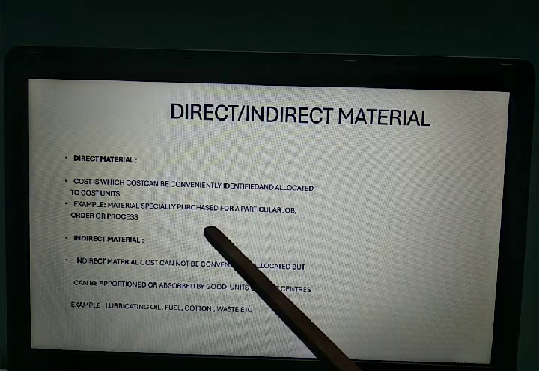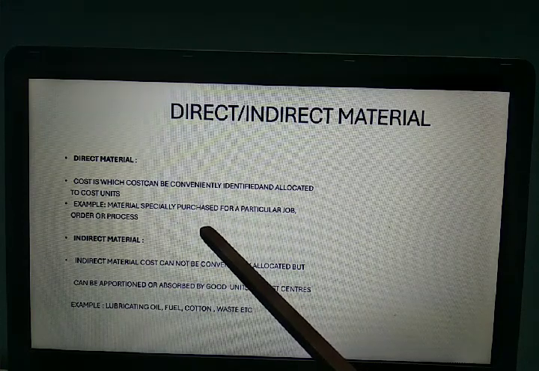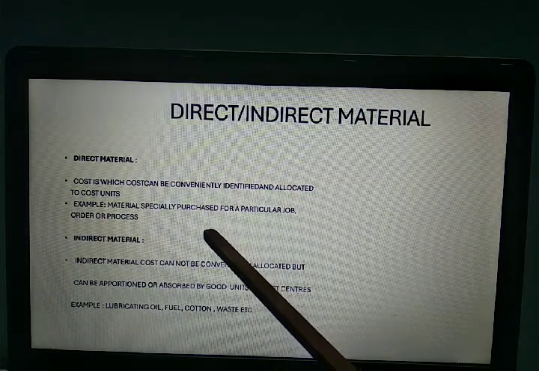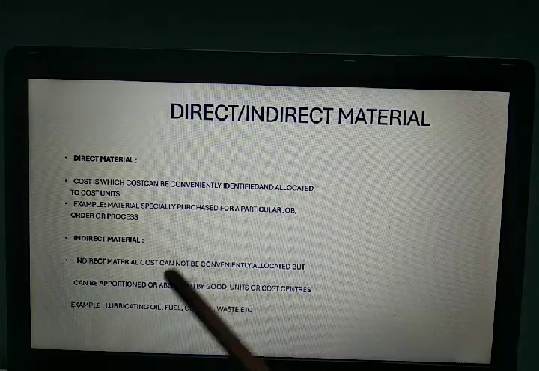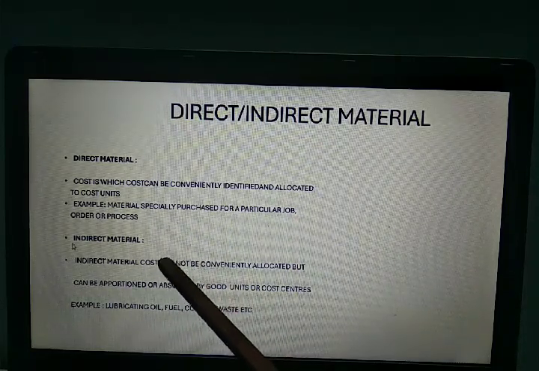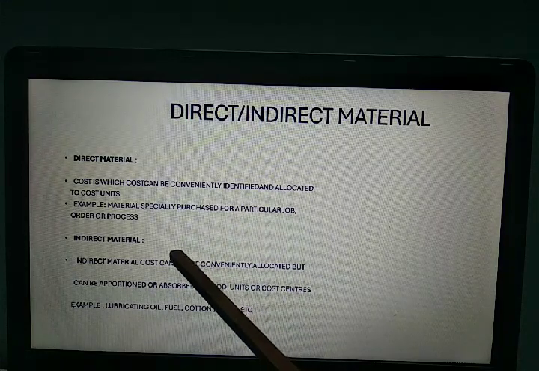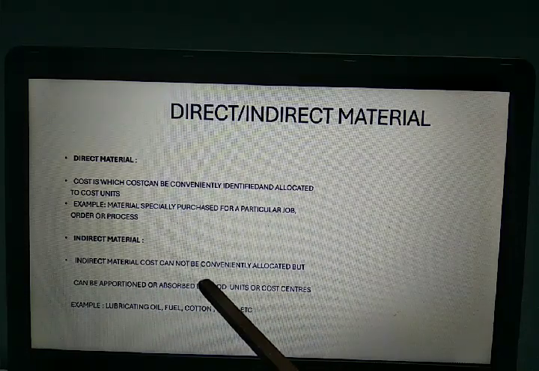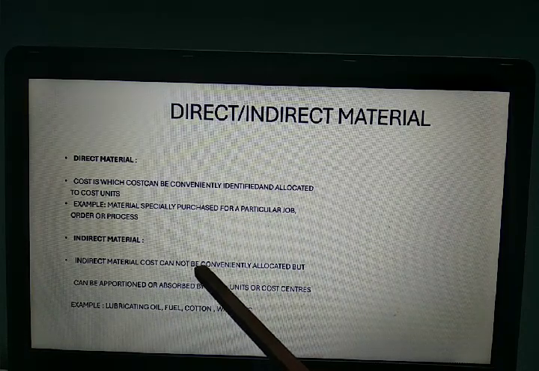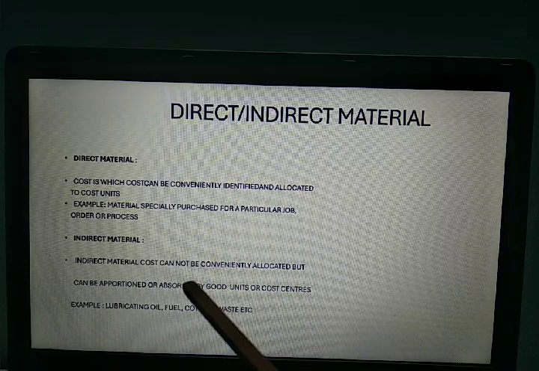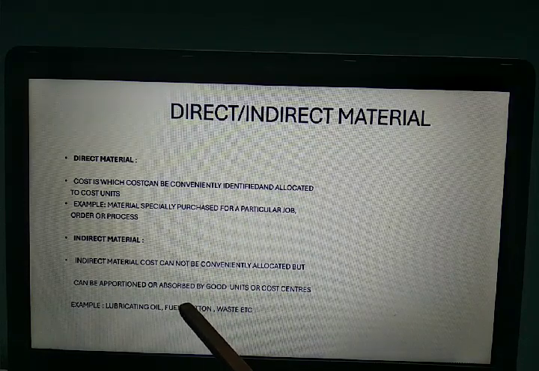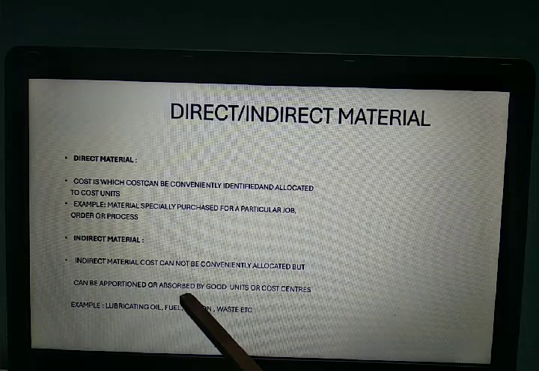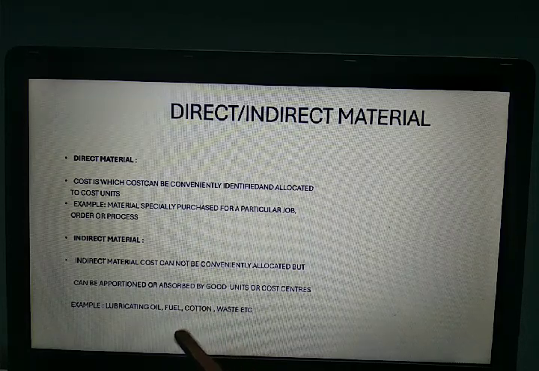Suppose you are making packaging of a product, the granules you purchase as raw material are what we use to produce the pouch. Similarly, with only direct material you cannot make any product. Along with direct material, you have to use indirect material also. Indirect material cost cannot be conveniently allocated, as the name itself suggests, but it can be apportioned or absorbed. That means it is distributed in some percentage to different departments, units, or cost centers.